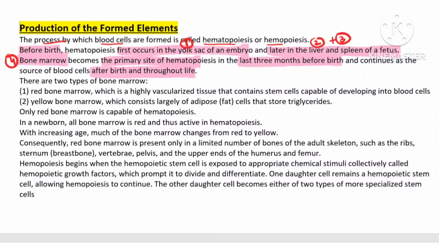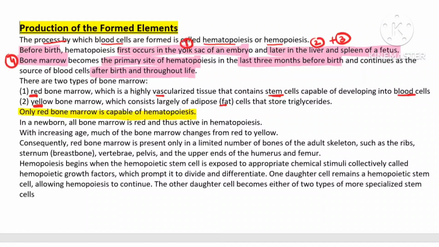You should know there are two types of bone marrow. One is red bone marrow, which is highly vascularized because it contains the stem cells, which can develop into blood cells. Then there is yellow bone marrow, which contains fat cells. So blood is made only in the red bone marrow. This is the one where the blood cells will be made.